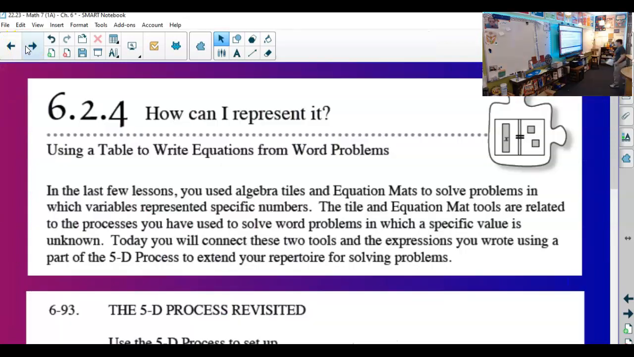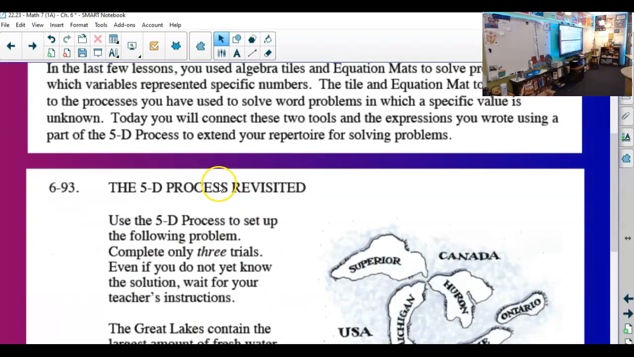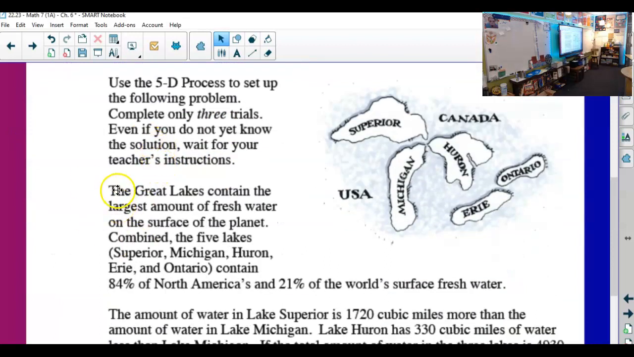We're about to. Is anybody interested in reading for us, reading about the Great Lakes? You even have it on your paper. June, you got your paper in front of you? Go ahead and read problem 93 about the Great Lakes.